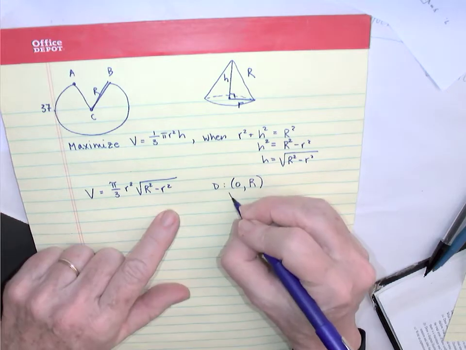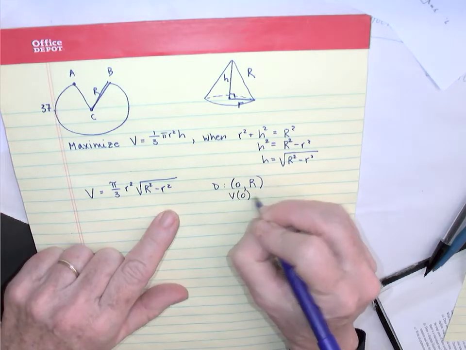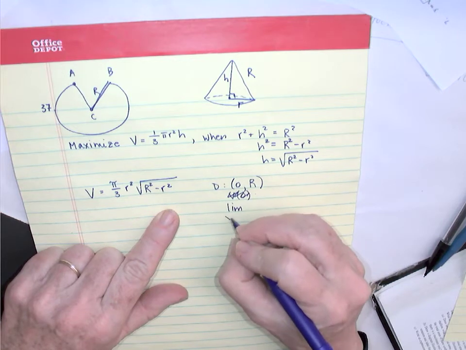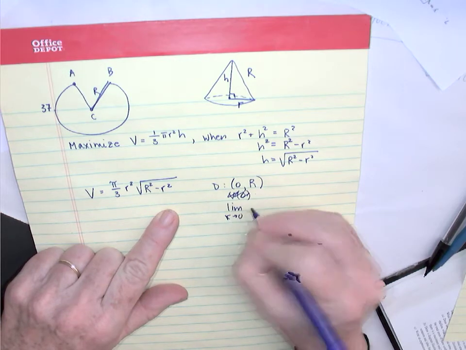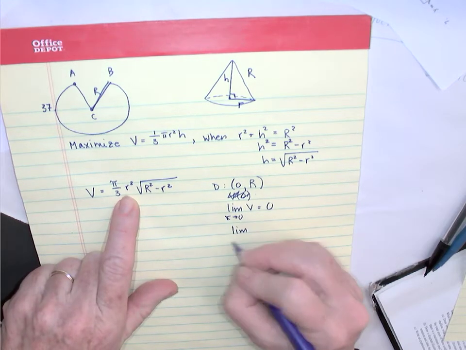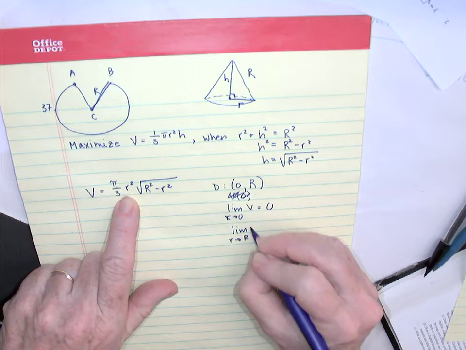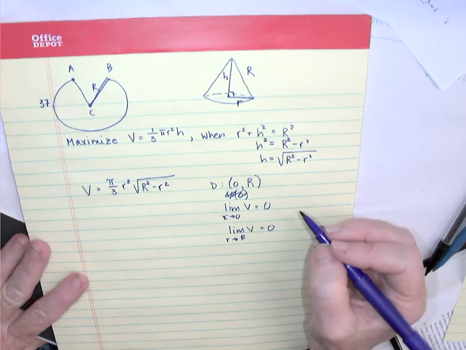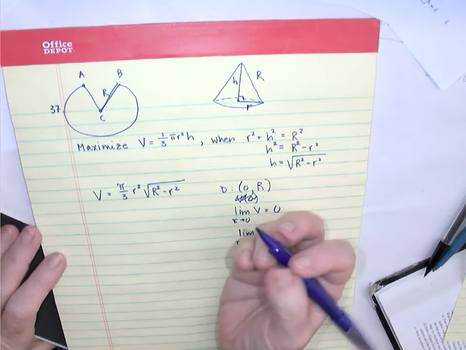Okay, I'm going to take care of these endpoints. I can't really plug it in because I'm not including them. The limit as little r approaches 0 for this volume is definitely going to be 0. The limit as little r approaches big R is also going to be 0. So we just need to find something that's going to top 0. Okay, so let's do this.